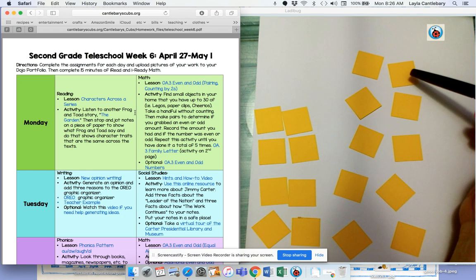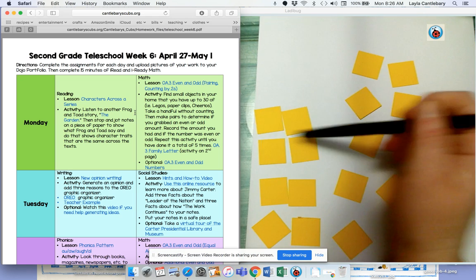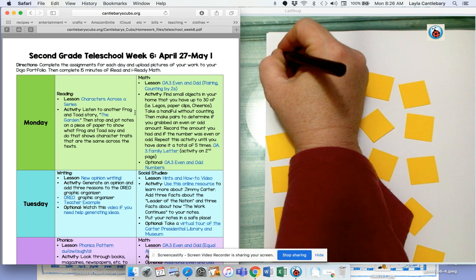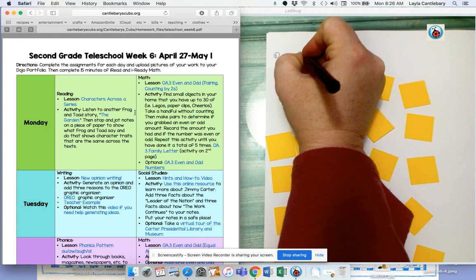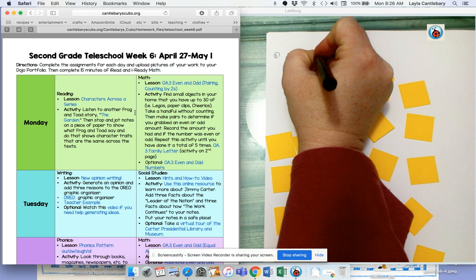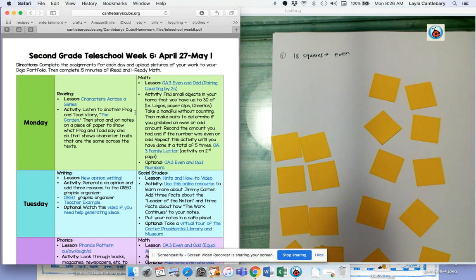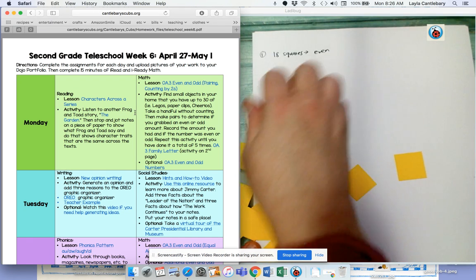And I'm going to count to see how many I had. Well, I'm going to skip count. 2, 4, 6, 8, 10, 12, 14, 16, 18. So on my paper, I would write, for number one, 18. I'm just going to write squares. That way you guys understand what I'm talking about. 18 squares, and that is even. There's no little extra dude. So it's not odd. All right? And you're going to do that 5 times. So that was one time.